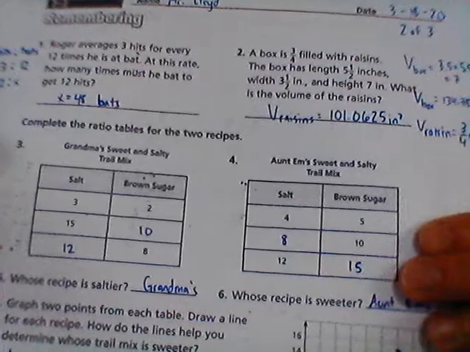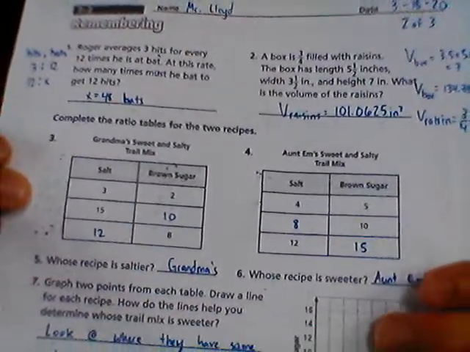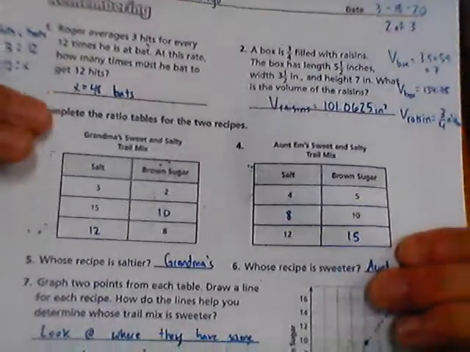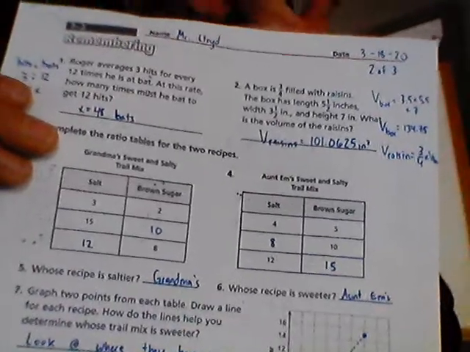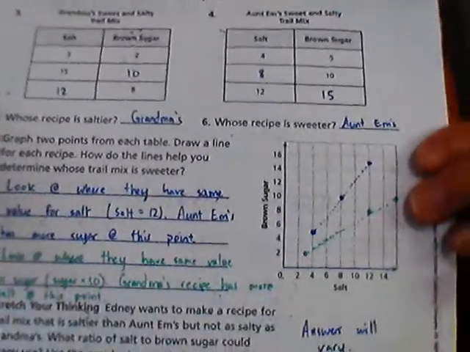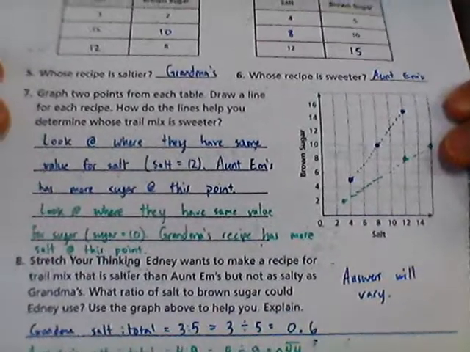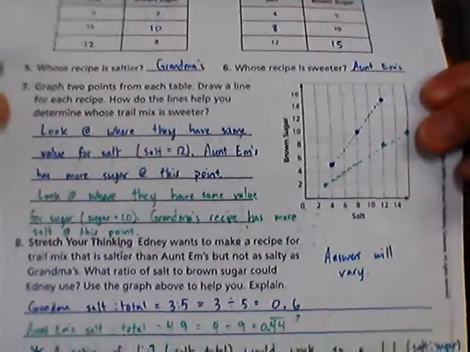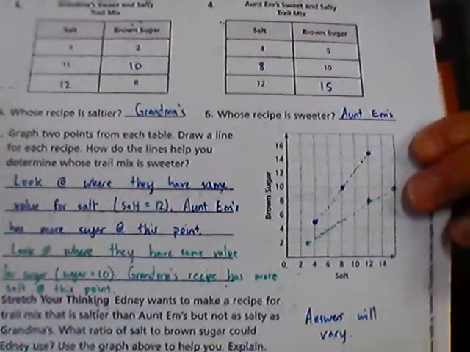When there's 15 parts of salt, there's 10 parts of sugar, 12 parts of salt, 8 parts of sugar. And then I do the same thing over here for Aunt M's. It's a 4:5 ratio to start. I'm going to pause on the saltier and sweeter questions because I want you to take a peek down at this graph. I graphed them just very simply using the data tables. And you can see salt is our X value and brown sugar is our Y value. And I graphed them there.